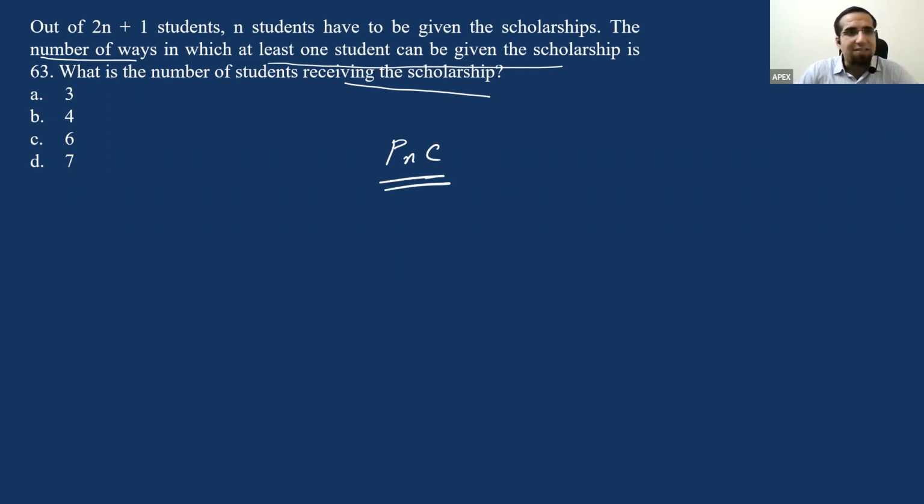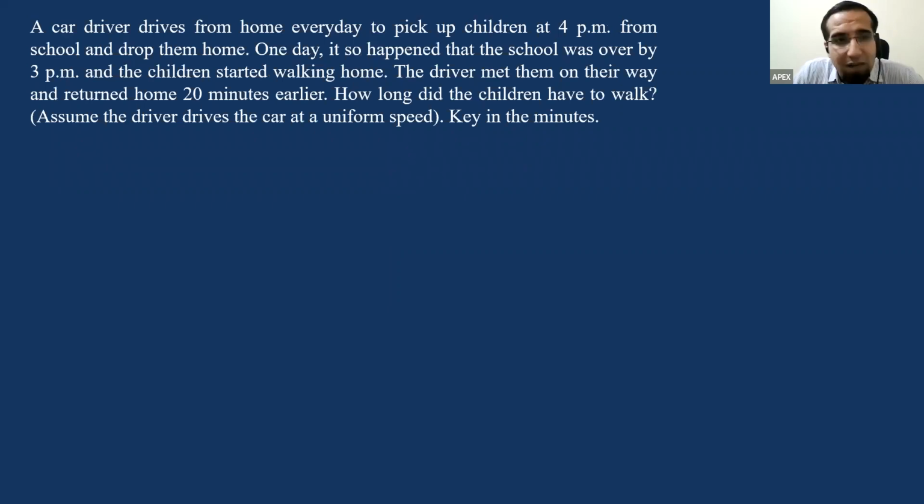Okay. Now, this is a standard question which we have also seen in the class as well as in one of the mocks. A car driver drives from his home every day to pick up children at 4 p.m. from the school and drop them home. So it's starting somewhere, goes to school and comes back and drops them home. One day it happened that the school got over at 3 p.m. The children started walking. So 3 p.m. the school got over. Speed, time and distance based question.